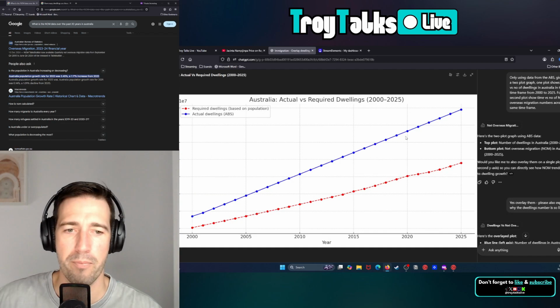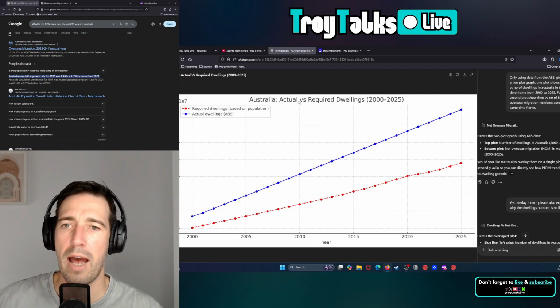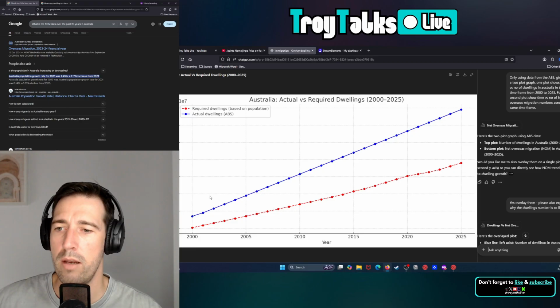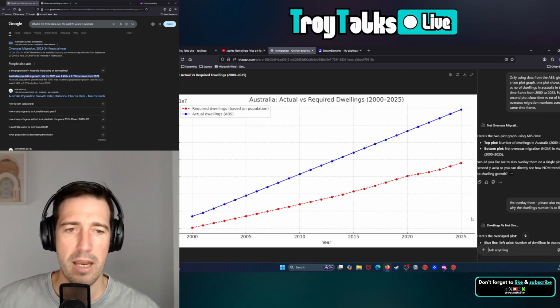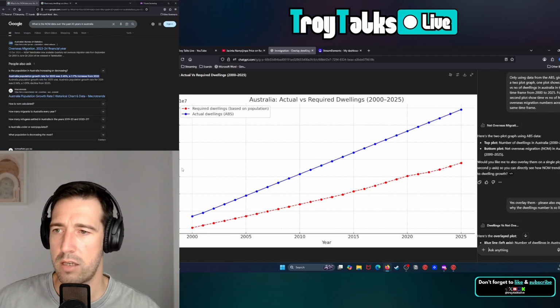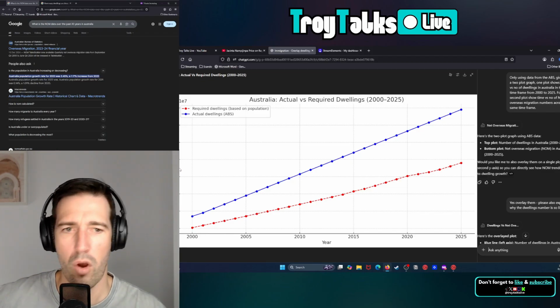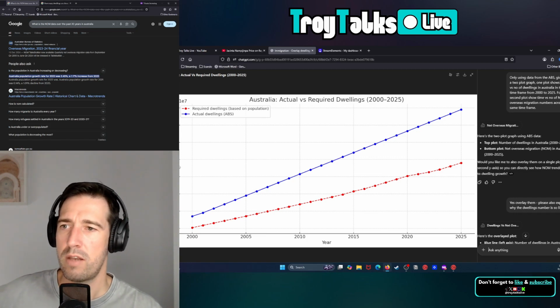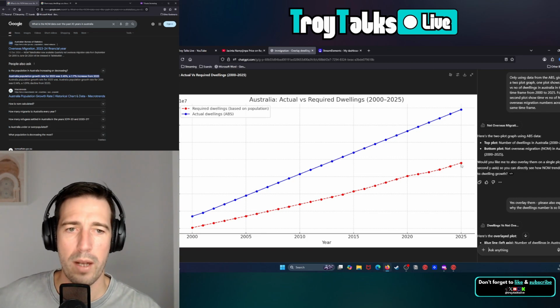So let's have a look at this, right? Here we've got actual versus required. The dashed red line is the required dwellings based on population. So this is saying that the number of dwellings in the year 2000 was 7 million, right? Yeah, 7 million. And that's based on that 2.7 number. And here in the year 2000, we would only need an estimate of 10,800,000 homes or dwellings to support the total population of Australia.